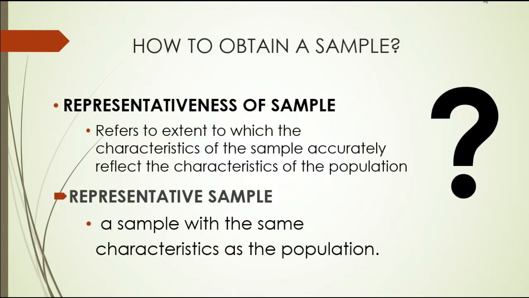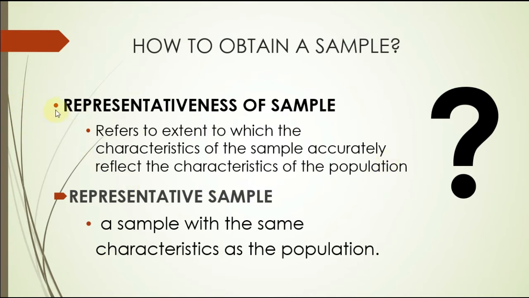How to obtain a sample? We have representativeness of sample, which refers to the extent to which the characteristics of the sample accurately reflect the characteristics of the population. As what I'm saying earlier, na kailangan they have the same characteristics. Okay? Halimbawa, ang kukunin mong sample ay mga home for the aged. Okay? Dapat yung kukunin mong home for the aged na sample, they have the same characteristic na pwede mo ma-generalize.